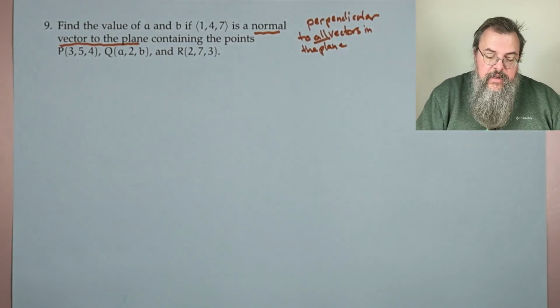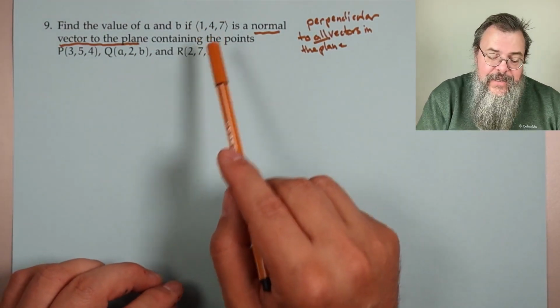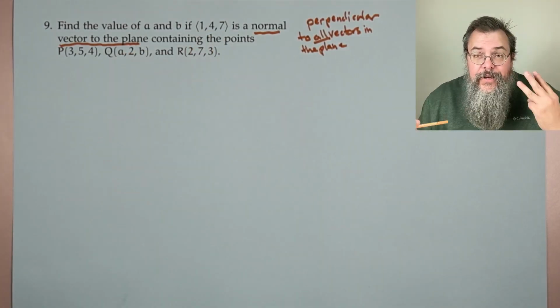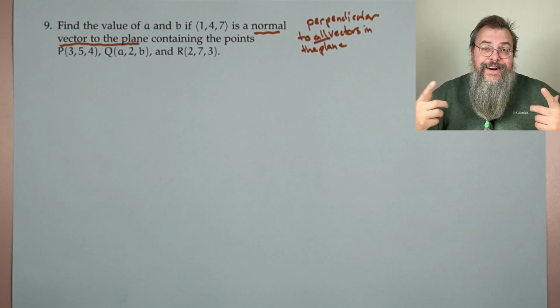You say, all right, cool. So I know that this particular vector, 1, 4, 7, is perpendicular to any vector that's in this plane. And I know 3 points which are in this plane. And that's sort of our great aha.